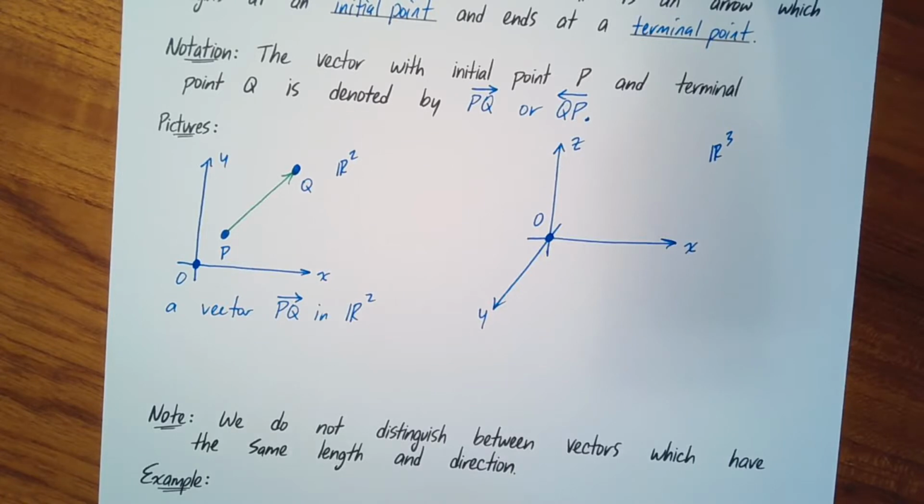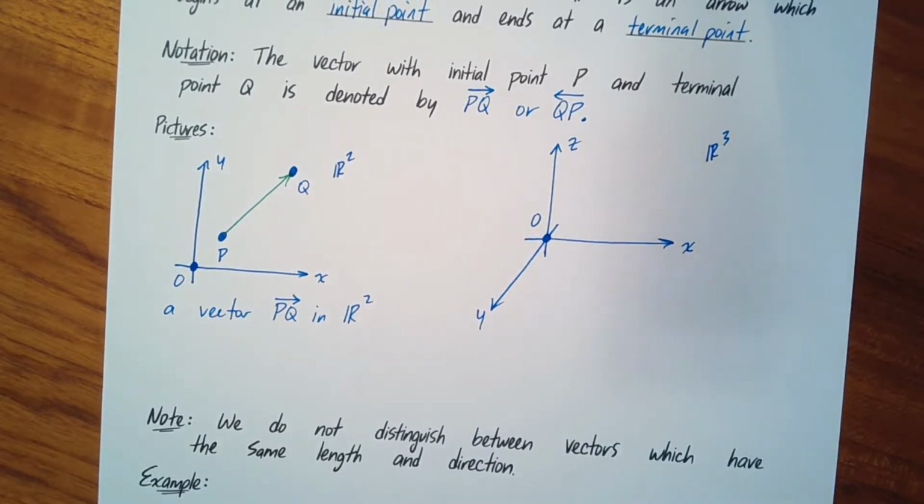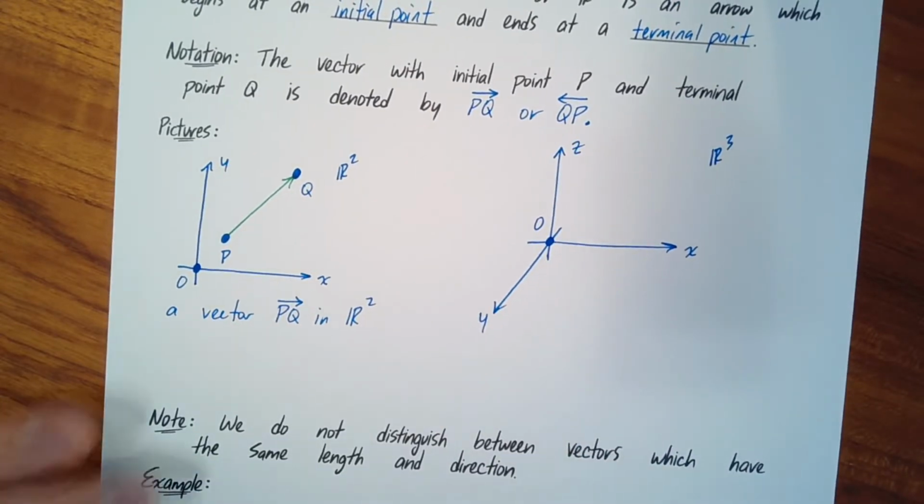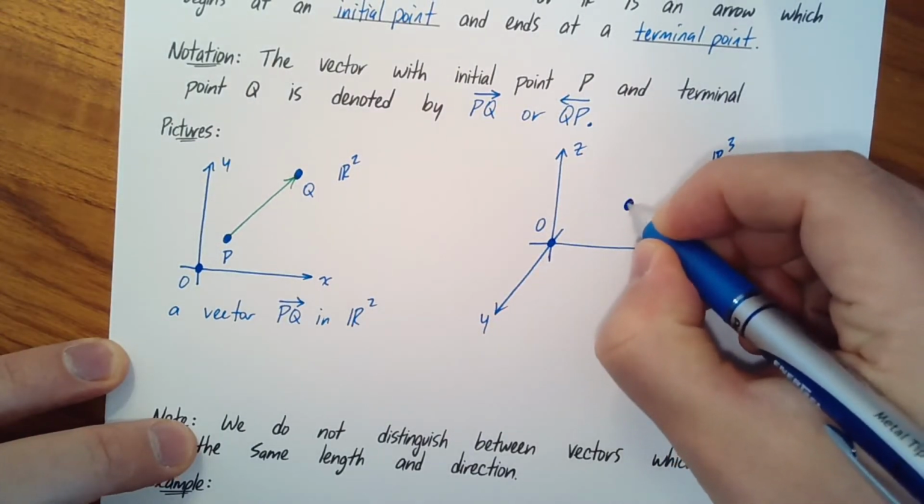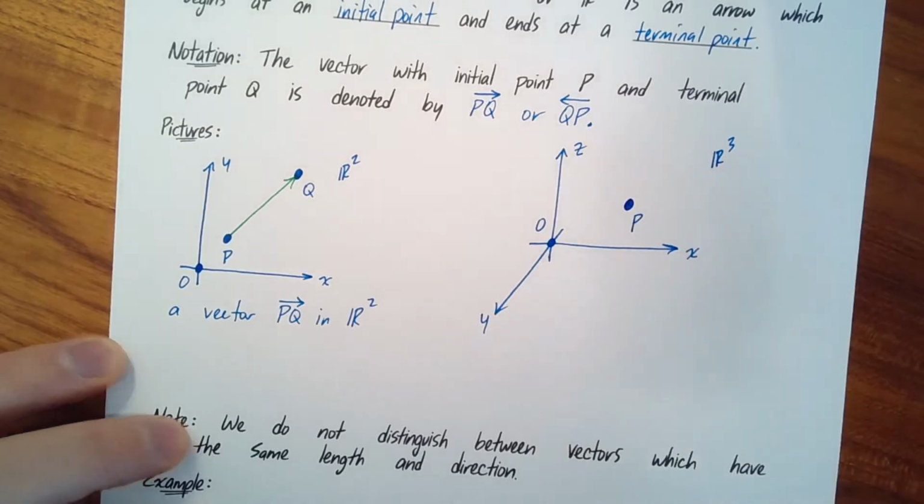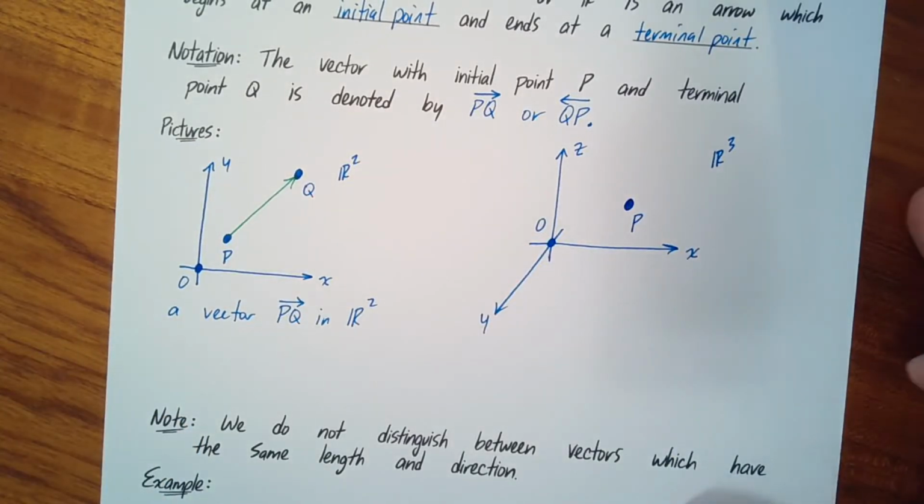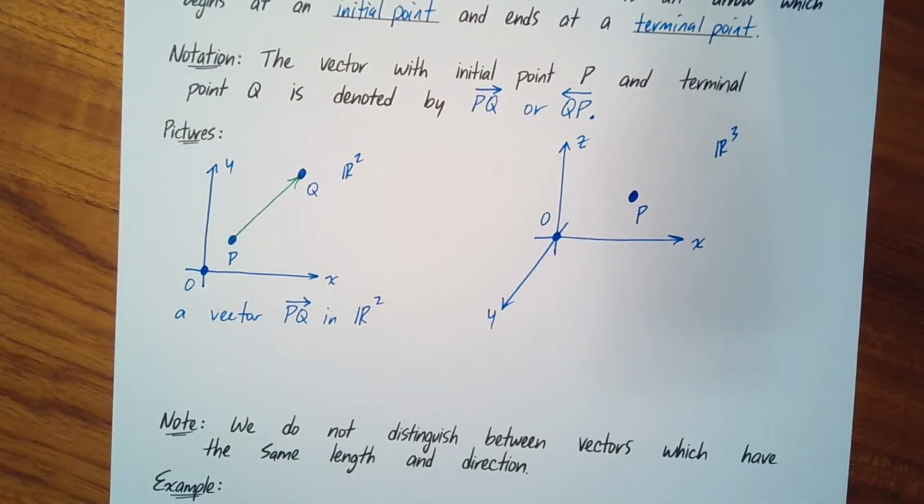Okay, so what's the point of this? Well, when you sketch a point in R3, let's start with a point like this. I'll draw a point P, and I've certainly drawn a point. I've given it a name. Now, where is that point exactly? It's not really easy to see, right?